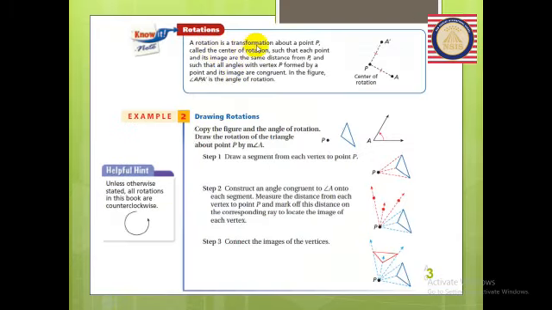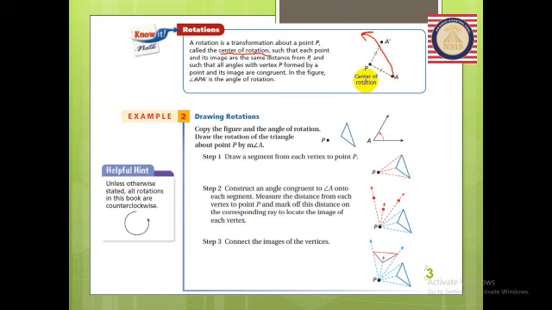Let's complete. The rotation is a transformation about a point B called the center of rotation. So if I want to rotate the point A and get its image A dash, I will rotate A about the point B. So B will be the center of rotation. Again, center. Do you remember what center is? Center means I'm going to make a circle.